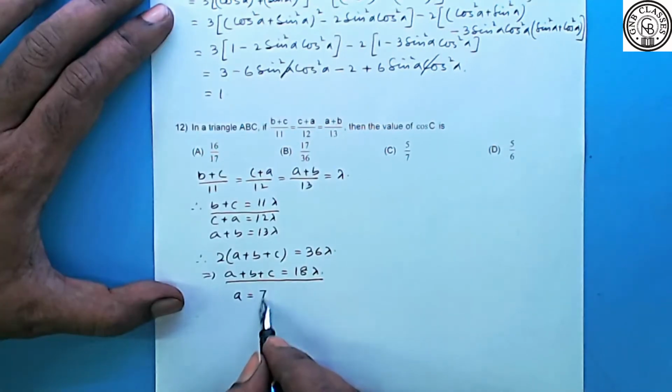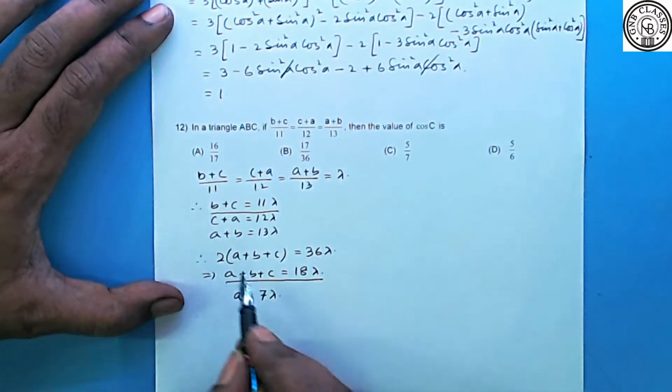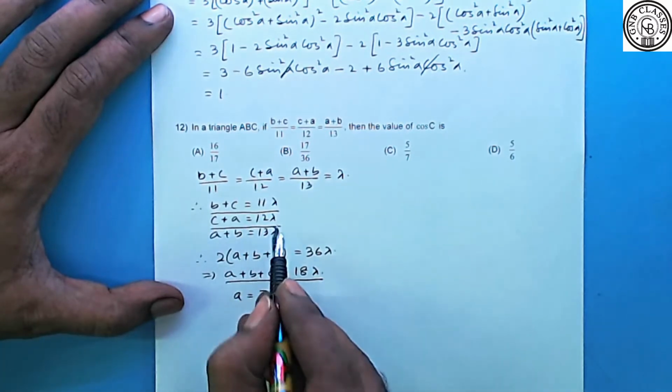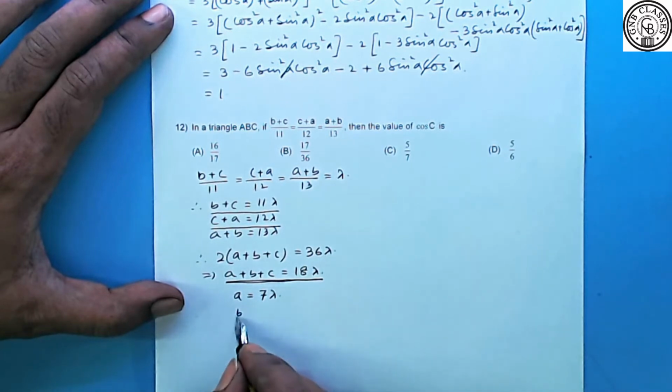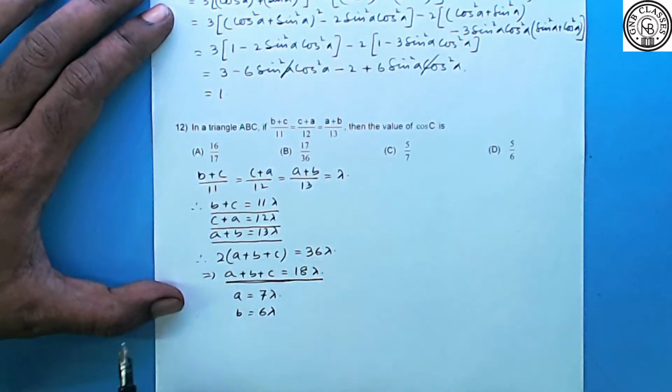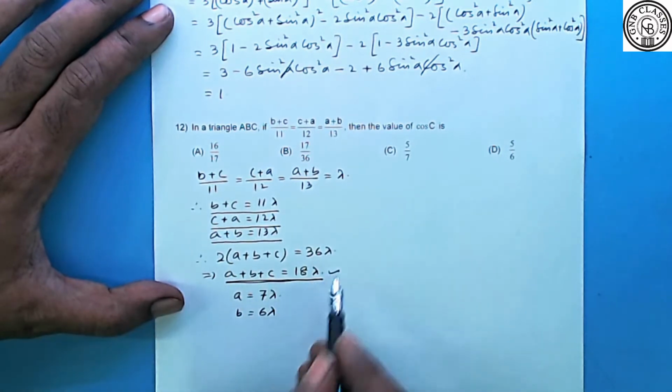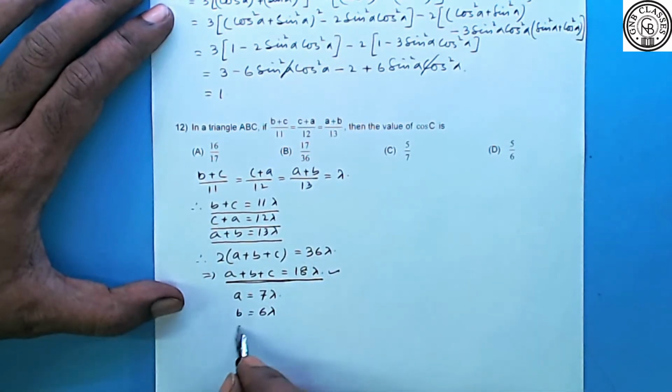Now if I subtract this equation from this one, we are going to have the value of a, which is nothing but 7 lambda. If we subtract c plus a equals 12 lambda from this equation, we are going to have the value of b, which is nothing but 6 lambda. And if we subtract a plus b is 13 lambda from this equation, we are going to have c as 5 lambda. Is it clear?